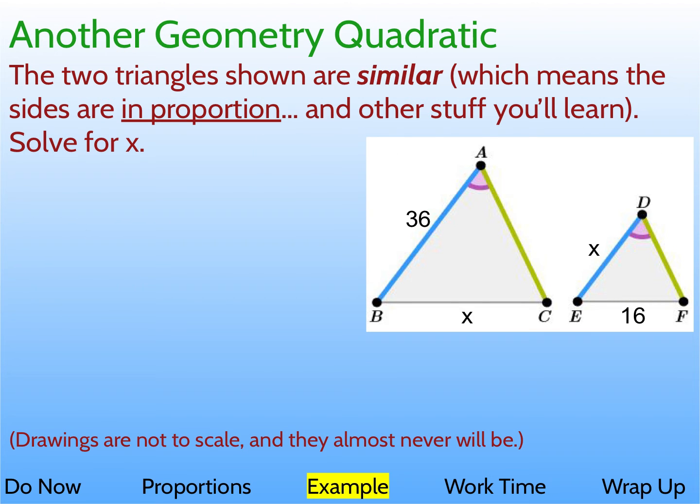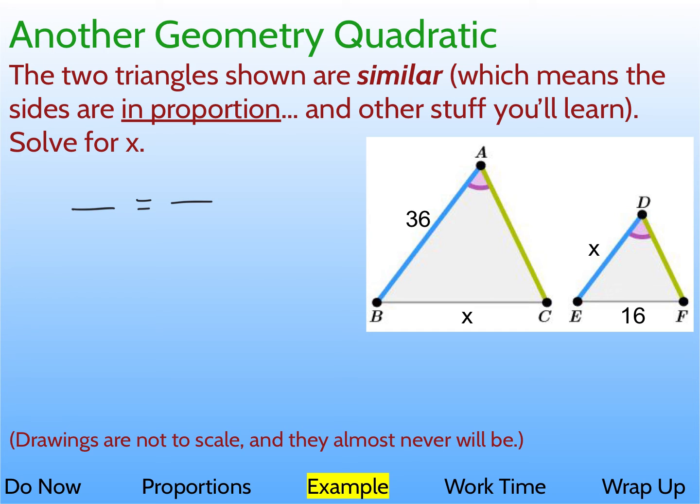Okay, these two triangles here are similar, which means that the sides are in proportion, and specifically the corresponding sides. So this blue one is proportional to this blue one, the green with the green, and the unlabeled one with the unlabeled one. Don't worry, we're going to get into this a lot. You're going to be fine. But since they're in proportion, we can set up a fraction equal to a fraction.